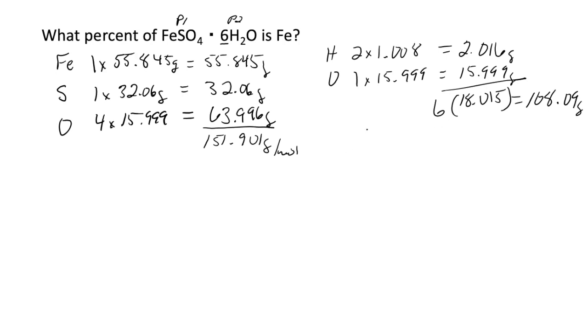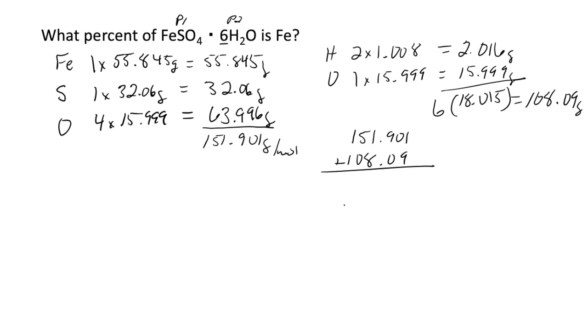Now for the total mass of the hydrate, now that we have the components, we take the mass of iron sulfate and add that to the mass of the water. The total mass of this hydrate is 259.991 grams per mole.